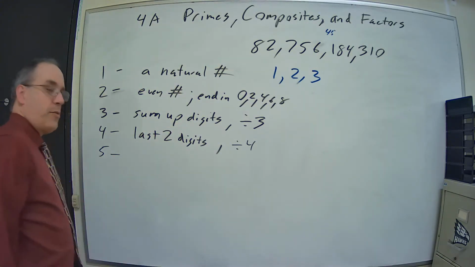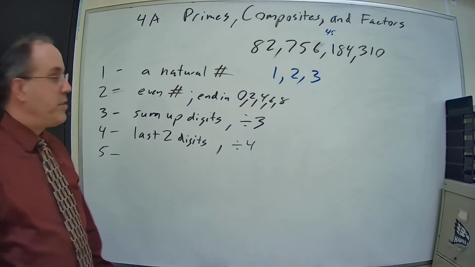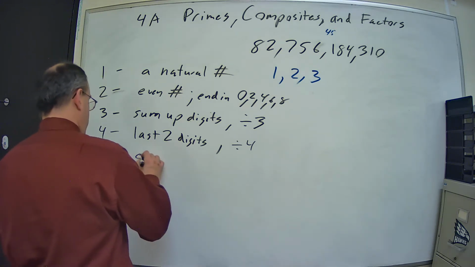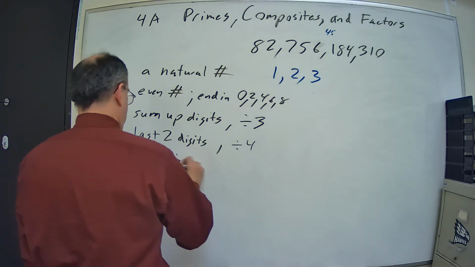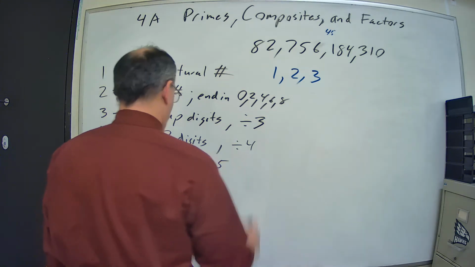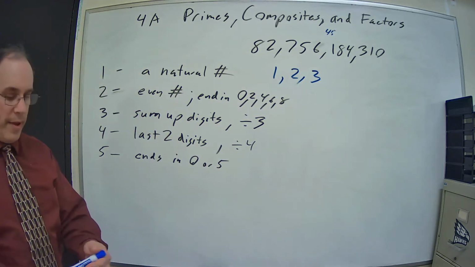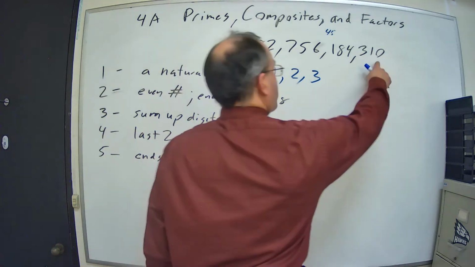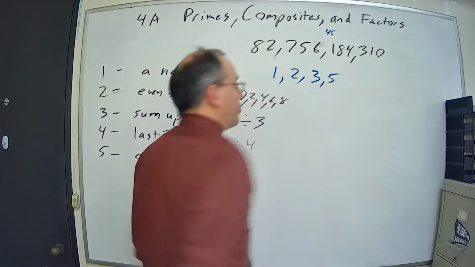What about divisible by 5? Well, divisible by 5 is very simple. If it ends in 0 or 5, then it's divisible by 5. This ends in 0, so it is divisible by 5.